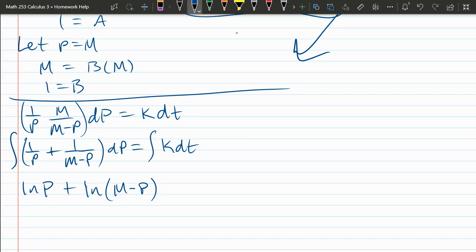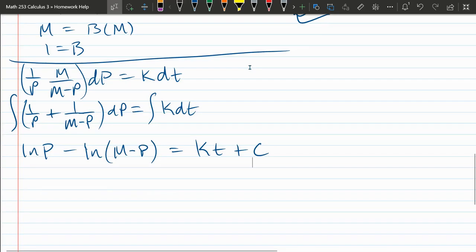And when I take the derivative, I get 1 over m minus p times the derivative of negative p, which is negative 1. So I would have gotten negative what I wanted. So to cancel that out, I'll put the negative here. Right side, antiderivative of k dt is kt. We do need the plus constant. That is important. You can pick what side to put it on. I'm putting it on the right side.